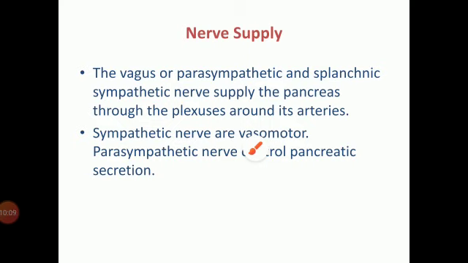Coming to the nerve supply of the pancreas, the vagus or the parasympathetic and splanchnic sympathetic nerves supply the pancreas through the plexuses around its arteries. The sympathetic nerves are vasomotor and the parasympathetic nerves control the pancreatic secretion.